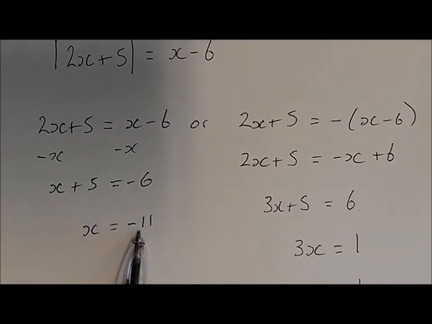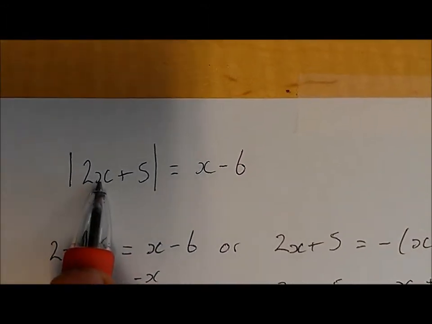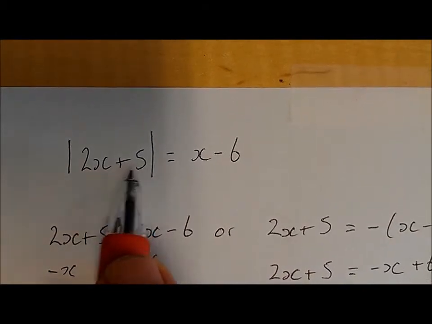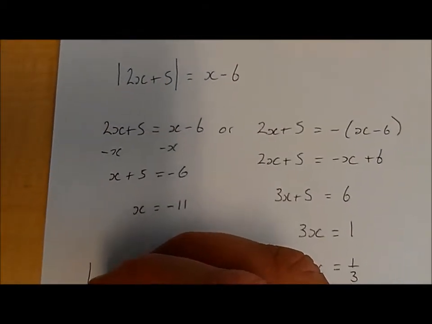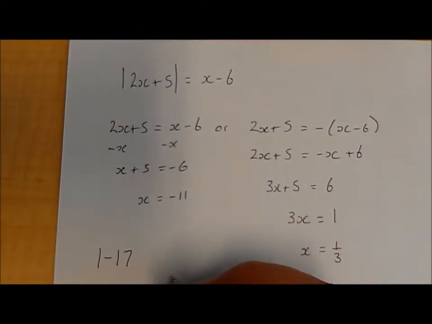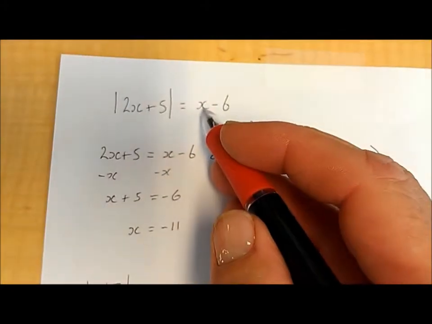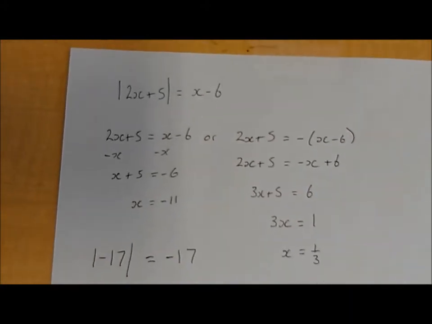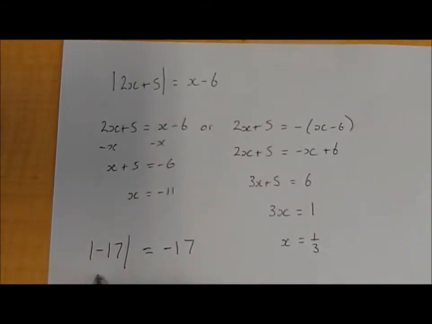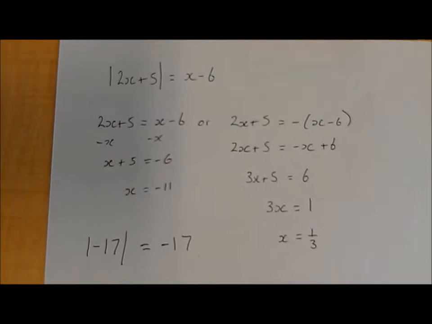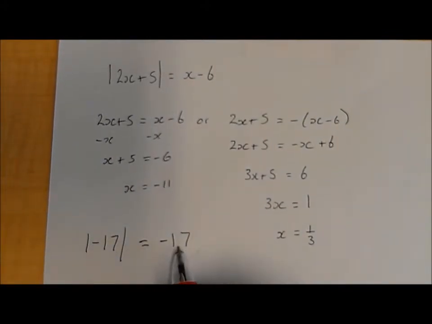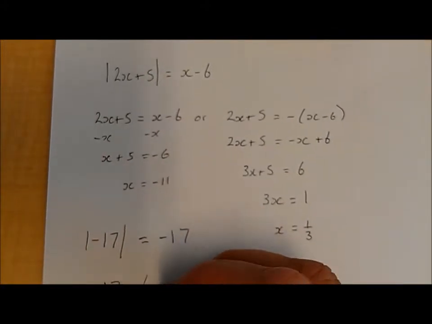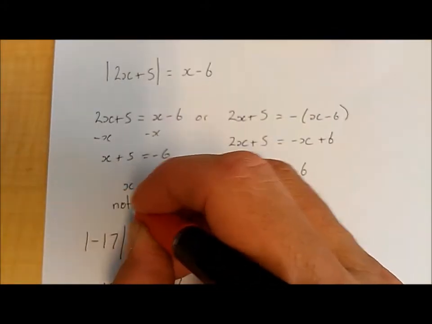I'll take x equals negative 11 and substitute it back up in here. Negative 22 plus 5 is going to give me the absolute value of negative 17. This side is going to give me negative 11 take away 6, negative 17. And you can see straight away this is not a solution. The absolute value of negative 17 is positive 17, and it cannot equal negative 17. So this is not a solution.